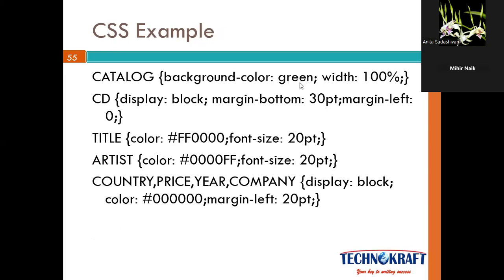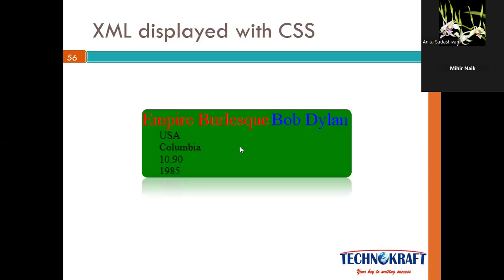Catalog, background color green with 100% margin. This is the CSS, and this is how the output will look like. One second. Okay, fine. The theory of XML is over.